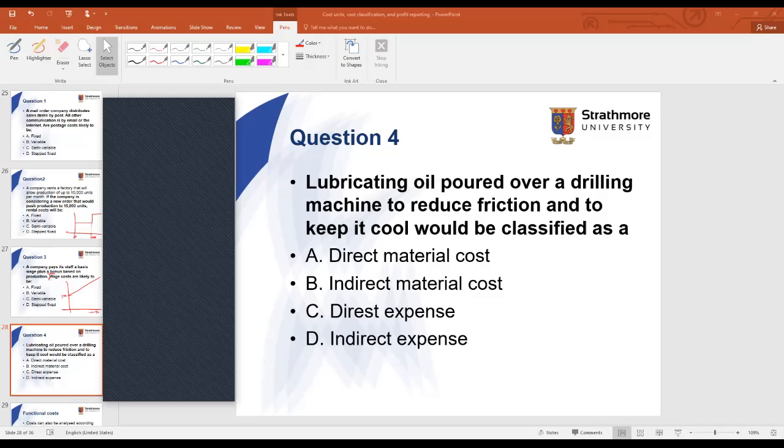Oil, this is material. It is material in itself. This oil is like fuel. It is a material, something tangible. That's the first bit. It is a material, but it does not form part of the final product. So therefore it is not direct, but indirect. Though this is lubricating oil, it is a material, something tangible. However, it does not form part of the final commodity. Therefore, it is indirect material cost.